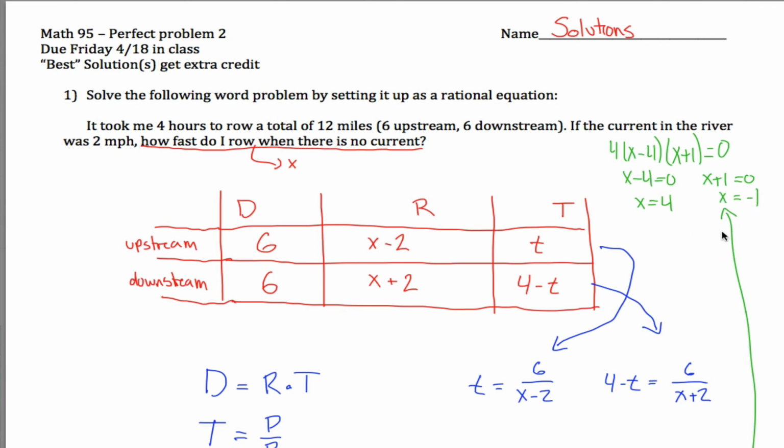These are, well, two answers. That's weird. X is how fast I row when there is no current. A negative speed doesn't make any sense in the context of this problem. So in the context of this problem, the only solution that makes sense is this one over here. 4 is my answer. So when there's no current, I row at 4 miles per hour. Whew. All right, that's the end of this.